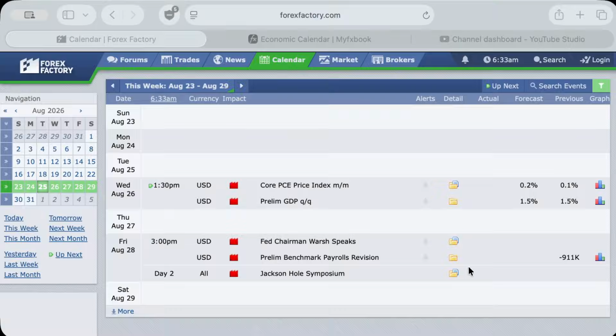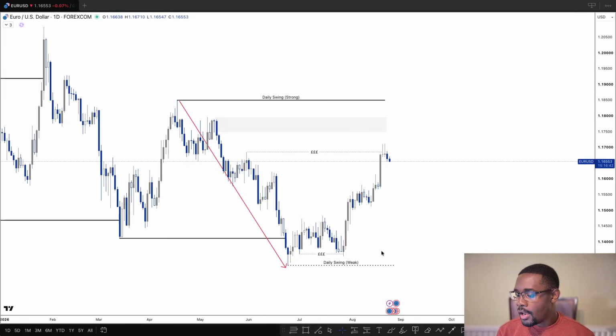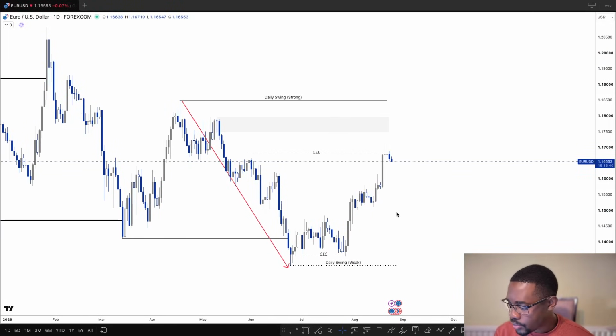So let's look at Forex Factory, and today is a Tuesday, and we do not have any high impact news. So let's jump straight to the charts, and starting with EU, this is what we have.